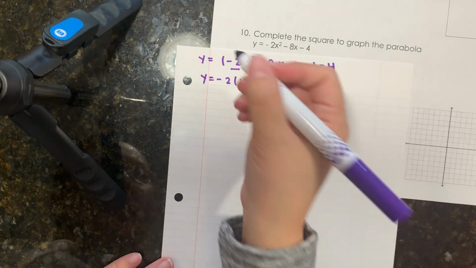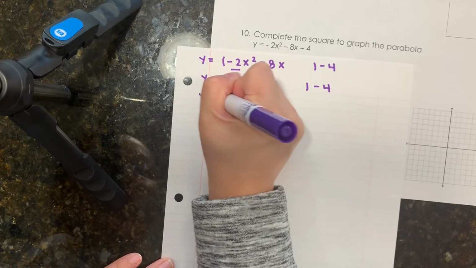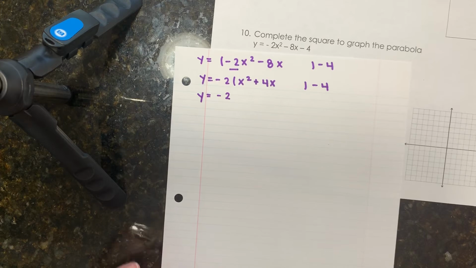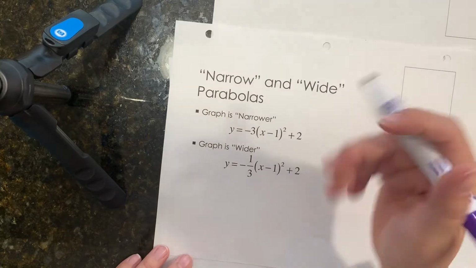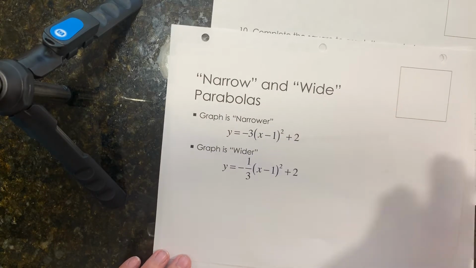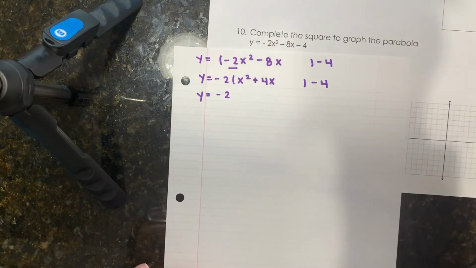Now I'm going to complete the square. So I'm going to leave the negative 2 because that's just determining what the shape of my parabola is going to be. So it's either going to make it narrower or wider. But again, what we took notes on before is that if it's a larger number, it's going to be narrower. If it's a smaller number, it's going to be a wider parabola.